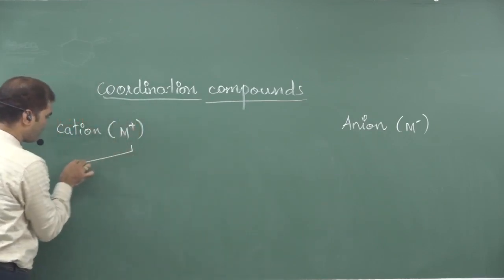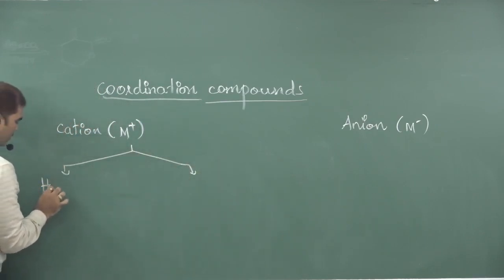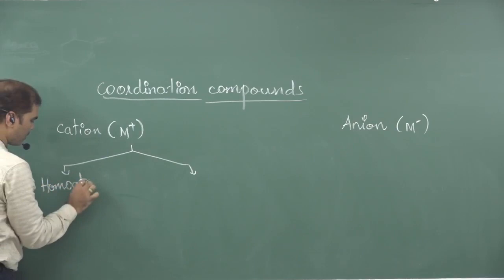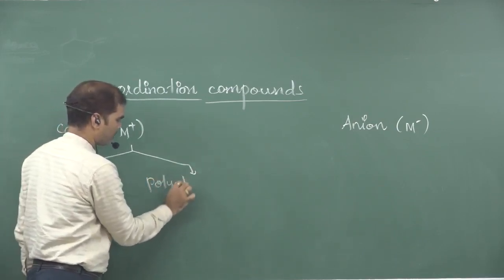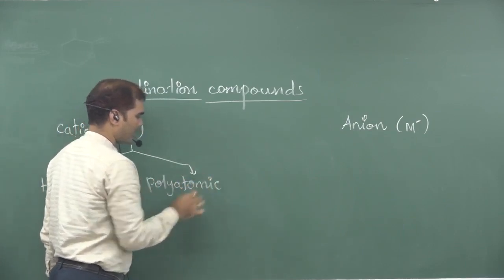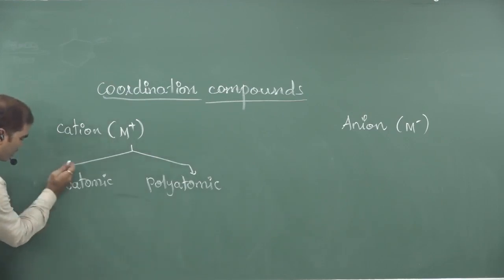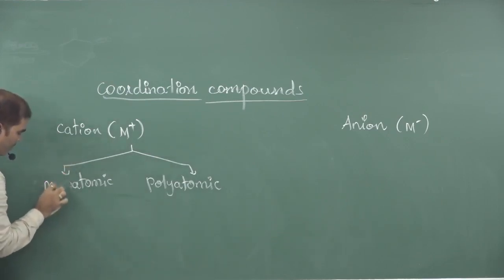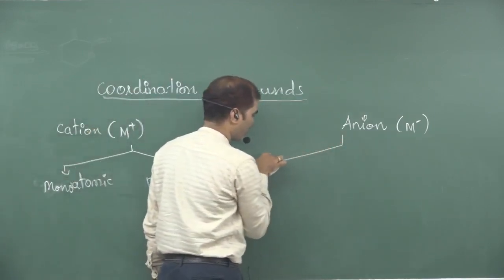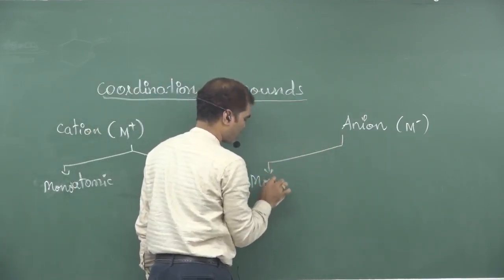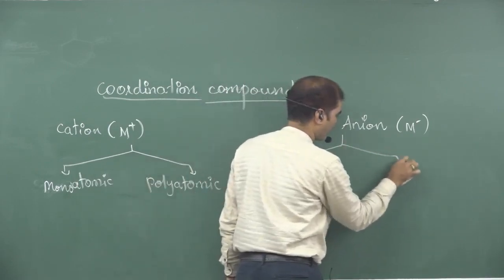But again, this cation can be further classified into homoatomic and polyatomic. We can further classify these cations into homoatomic and polyatomic. Please make a correction, monoatomic. Monoatomic and polyatomic. Likewise, even for an anion, monoatomic and polyatomic.